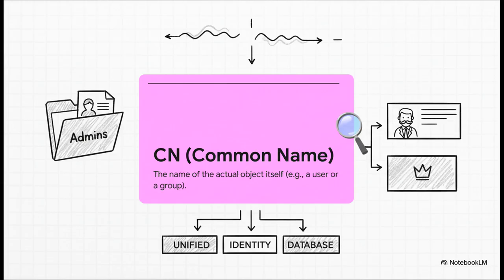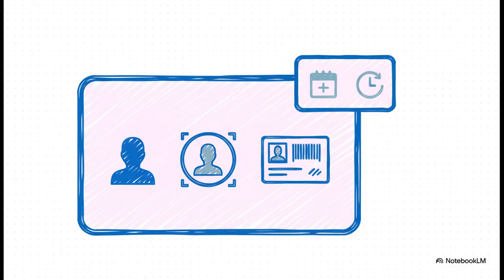So sticking with our little analogy, if the OU is the folder, the CN is the file name, like John Wick or admins. See? DN, OU, CN. It's just a path. It's also really important to get that there are two kinds of attributes. You've got your normal attributes, which is the stuff you usually look for, a username, an employee ID, things like that. But then you have operational attributes. This is system-generated data, like when was an account created or when was it last modified. And trust me, as we're about to see, these are absolute gold for troubleshooting.